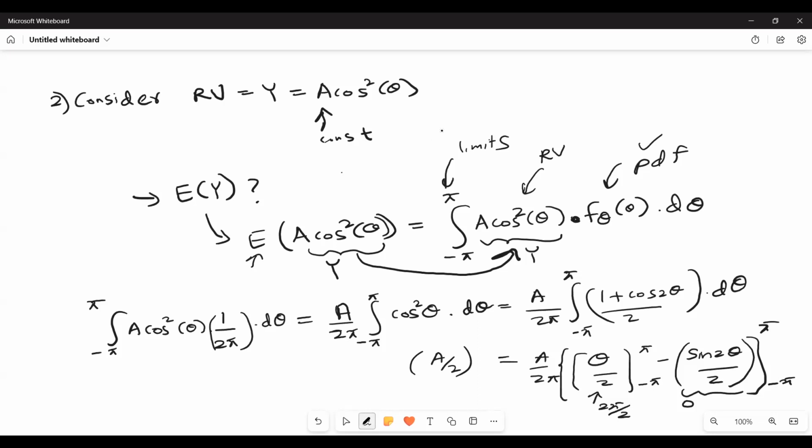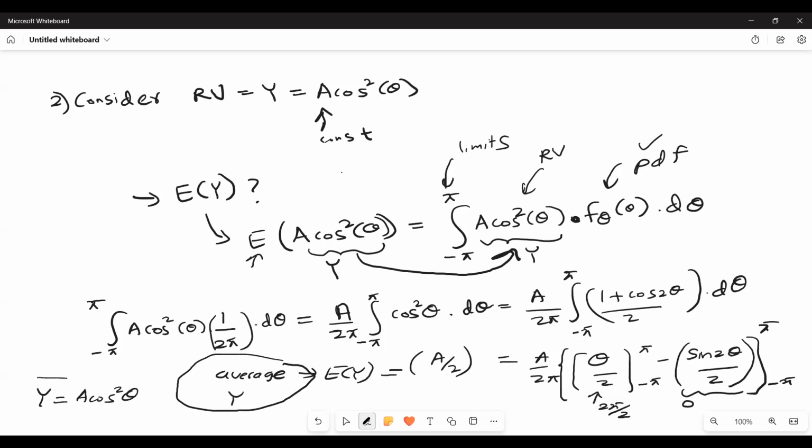So E[Y] is what we are trying to find, and it came out as a over 2. So the average value of y, the average value of the y variable, is the one we are trying to find here. We initially defined y as a cos squared theta. So if I want to find the average value of a certain function which is related to theta, I can define it as y, and then I can find the average value of y using the procedure we mentioned.